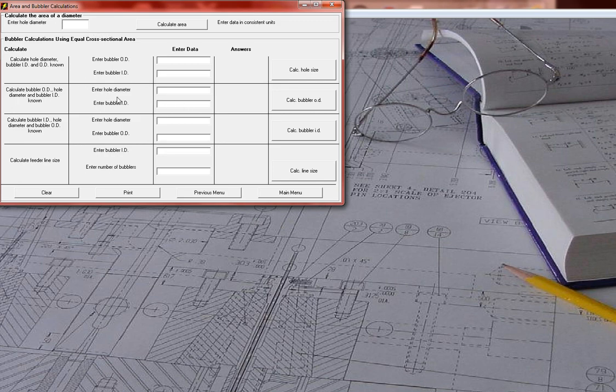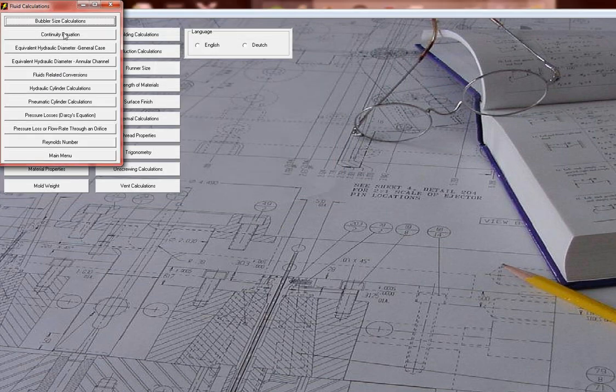And all of the calculations here are based on the equivalent area method. It's the one that's typically taught. It's the way the sizes are shown in the DME catalog, and while I don't necessarily agree that it is the correct way to size holes and bubblers, that is the most widely accepted in the industry, so that's why I've included it.